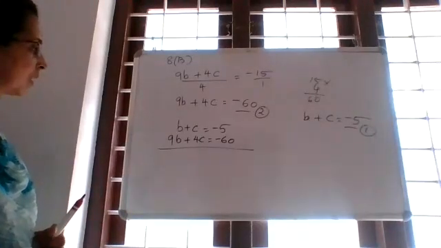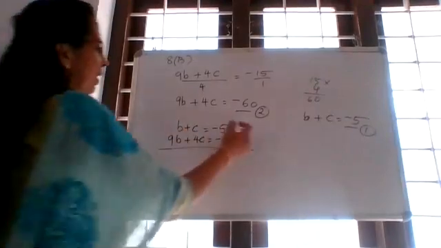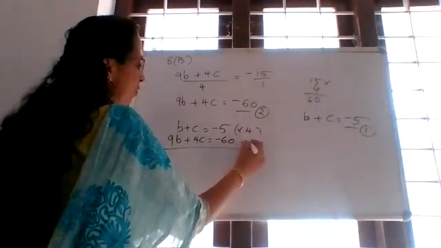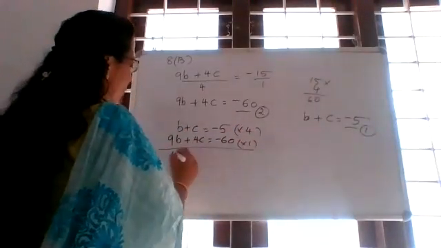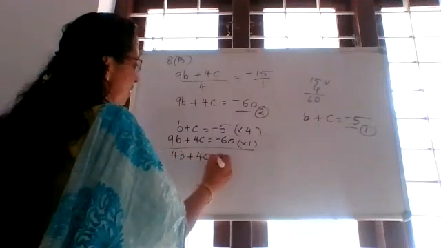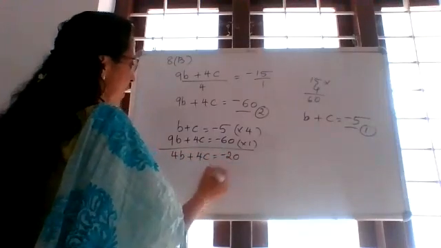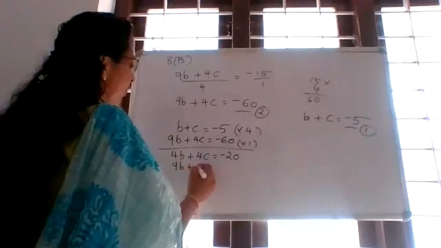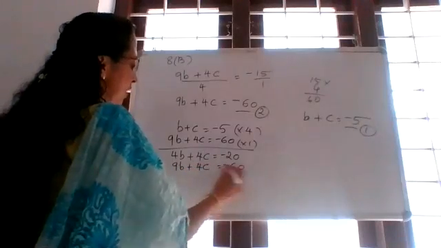Into 4. Okay. Into 4 into 1. So 4B plus 4C is equal to 5 4s are 20. So 9B plus 4C is equal to negative 16.